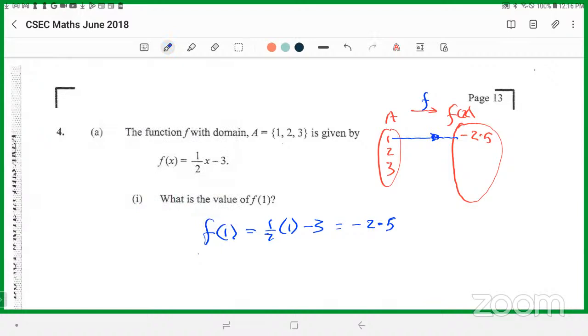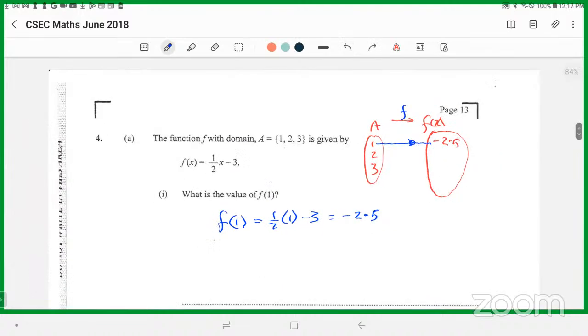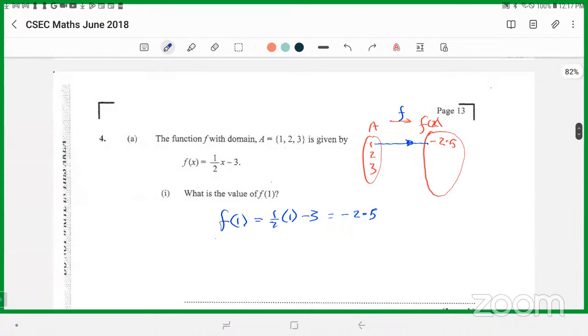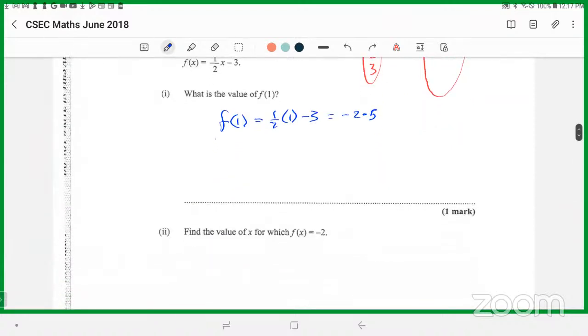But understand that. That's what this means. F of 1 is negative 2.5. It means that 1 maps to negative 2.5 using the function f. Are you good with that? Good. Next part wants the value of x.